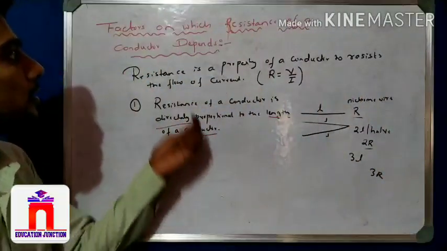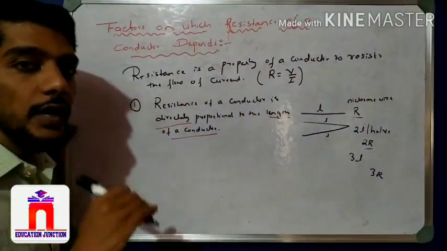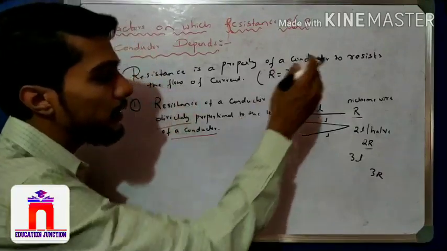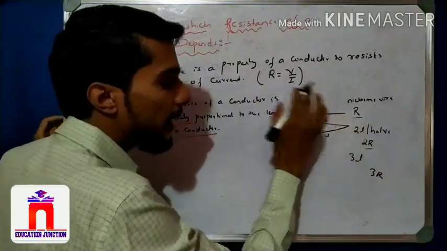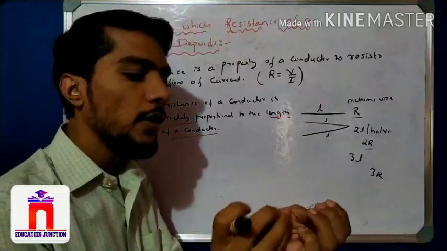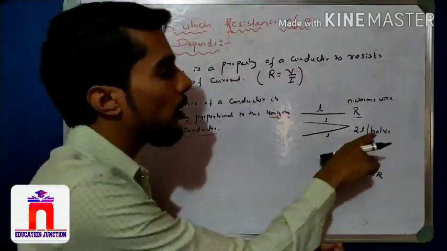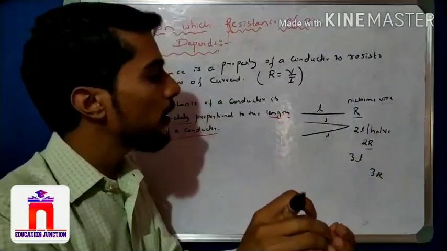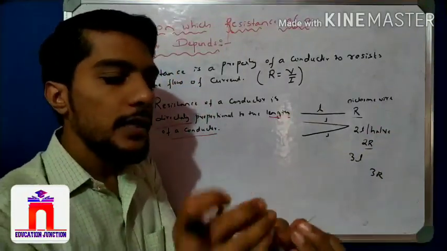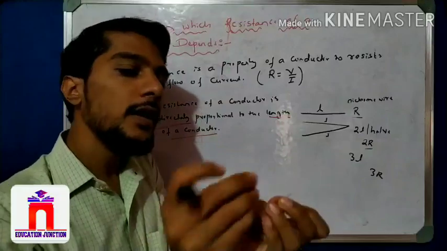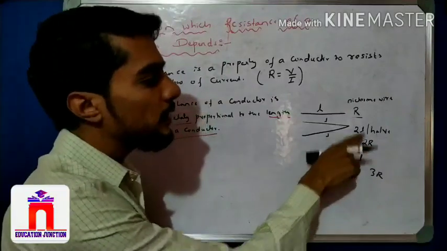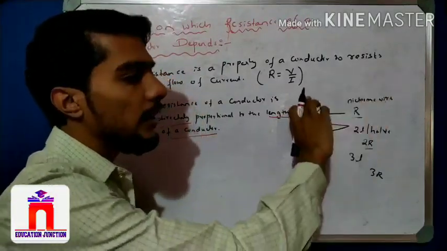So in the examination they ask, write a factor on which resistance of a conductor depends. You have to remember this activity: I take a length L of a conductor, and I can make it double or half. When I doubled it, the resistance also doubled. Means when the length doubles, the resistance also doubles.